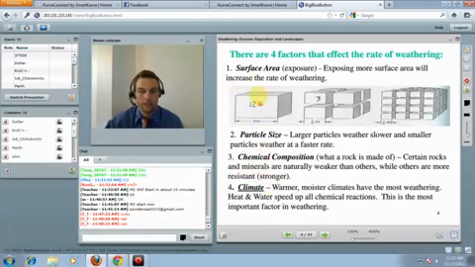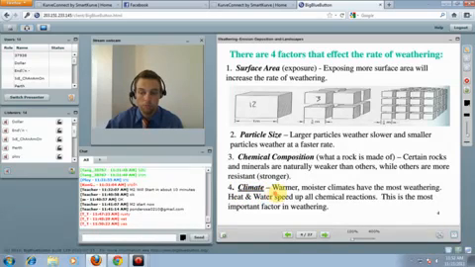Again, this is a great slide to reference. Maybe you want to copy and paste it and save it, because it's got a lot of information just on this one page here. But let's continue. Chemical composition, I just did that. And climate, this is huge.